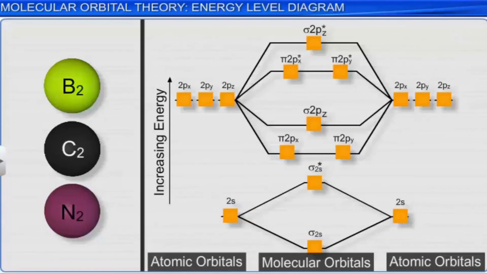In these molecules, the energy level sequence is sigma 2s, followed by sigma star 2s, followed by pi x and pi y that are at the same energy levels, followed by sigma 2p, followed by pi star x, pi star y, and finally sigma star 2p.